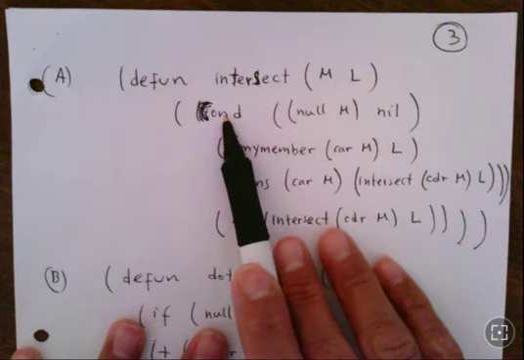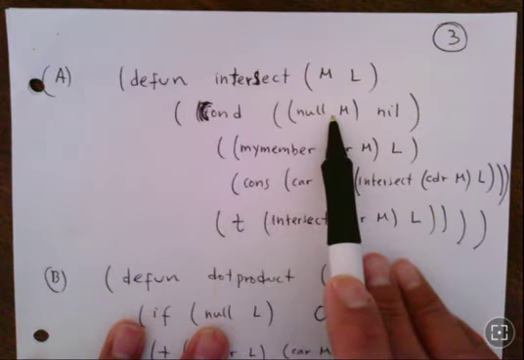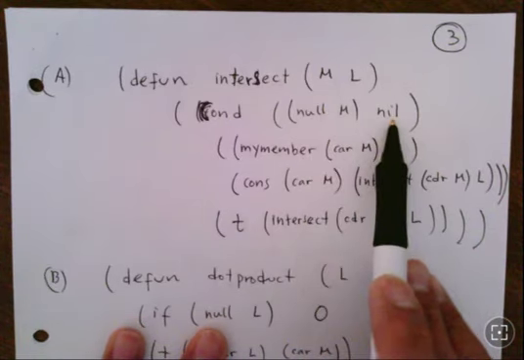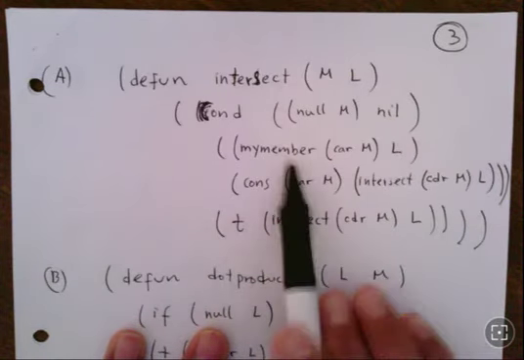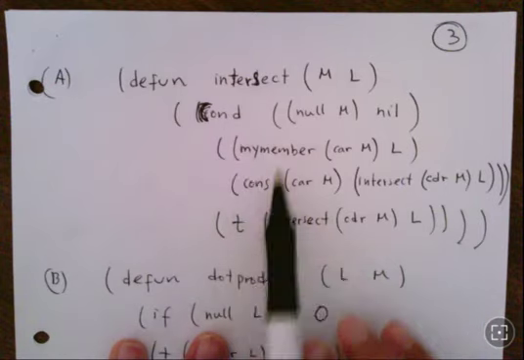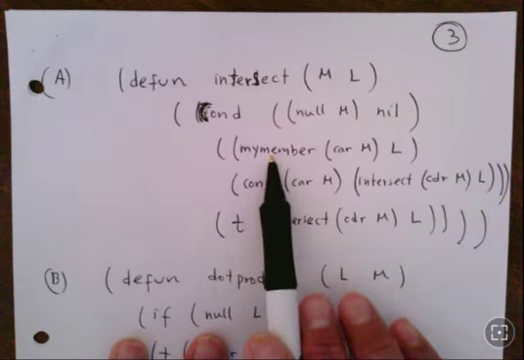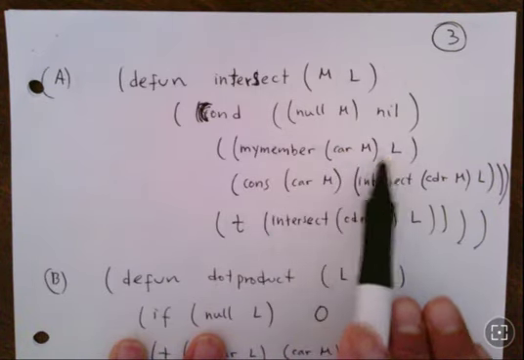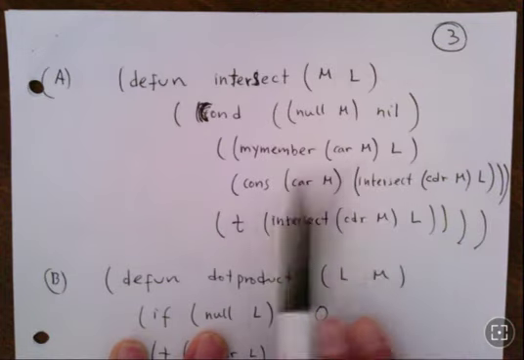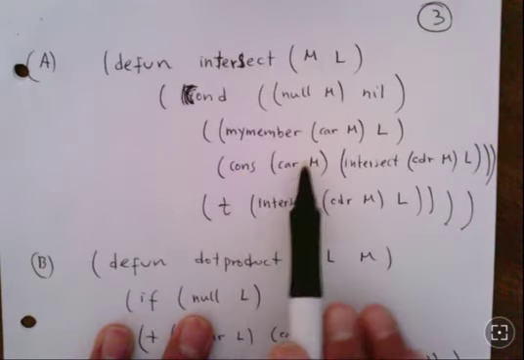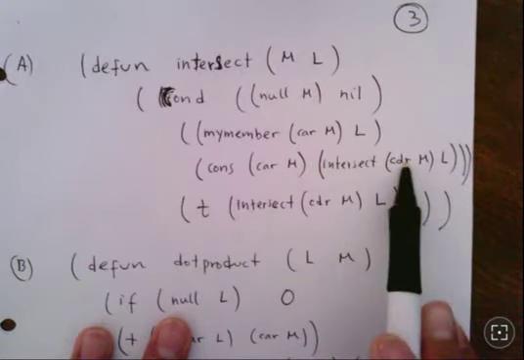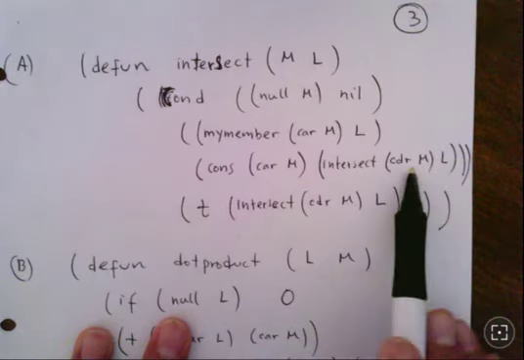So here I had the conditions. The first condition is: is my first list empty? If it is, then the intersection is the empty set, which is nil. This also means the empty list, which also means false. Now we're using myMember, and it says: is the first element of M a member of L? If it is, then it should be part of the intersection, right? Then we're constructing the intersection, and it says insert that element into whatever are the common elements between the rest of M and L and make a list, and this is the answer.